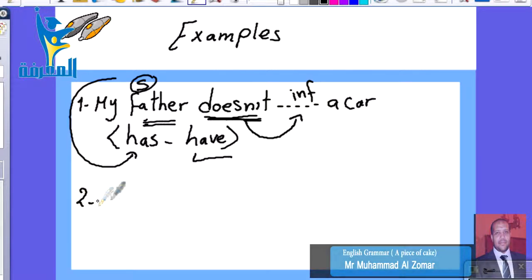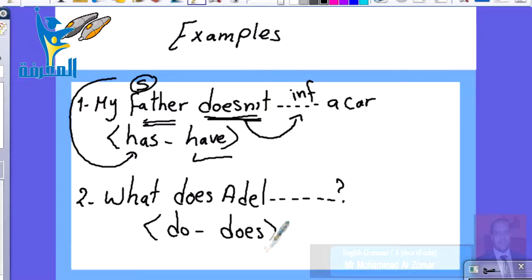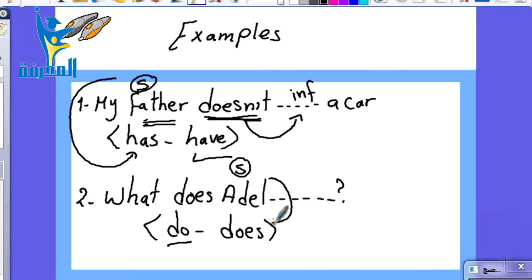Question. What does Adel say? We have do and does. Which one will be the correct one? Of course, it will be does. Why? We have here Adel. He is a singular noun. Adel shall take does. We have does as an auxiliary verb in the question, so the verb after it is put in the infinitive, say.